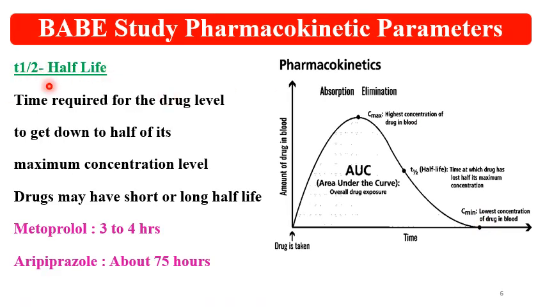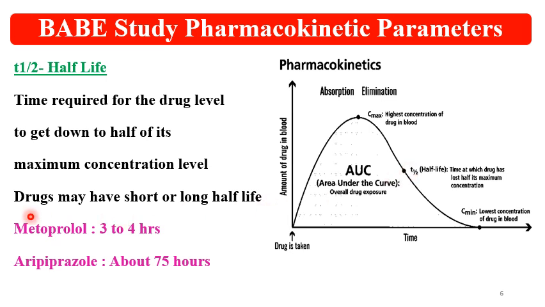Then T half. T half is the main terminology, and based on the half-life of a drug, the dosing is done. The formulations are made in IR or ER type of formulation, and also the bioequivalence designs are made. Time required for the drug level to get down to half of its maximum concentration level is called T half. So here, as I have shown, here is the Cmax and this is the T half or half-life time at which the drug has lost half of its maximum concentration.